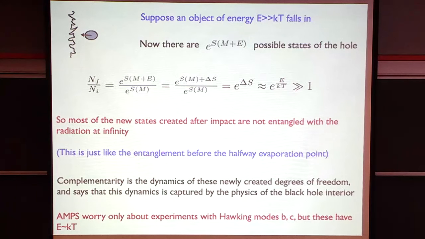And right now, you're in a situation where the black hole looks young again. So when you throw something of energy E much bigger than KT onto the black hole, once you reach the fuzzball surface at least, you're in a situation where all the states of the black hole are mostly the young states, because this is an exponential in here. So if E by KT was 10, you have an e to the 10 factor. Most of the states are actually young.